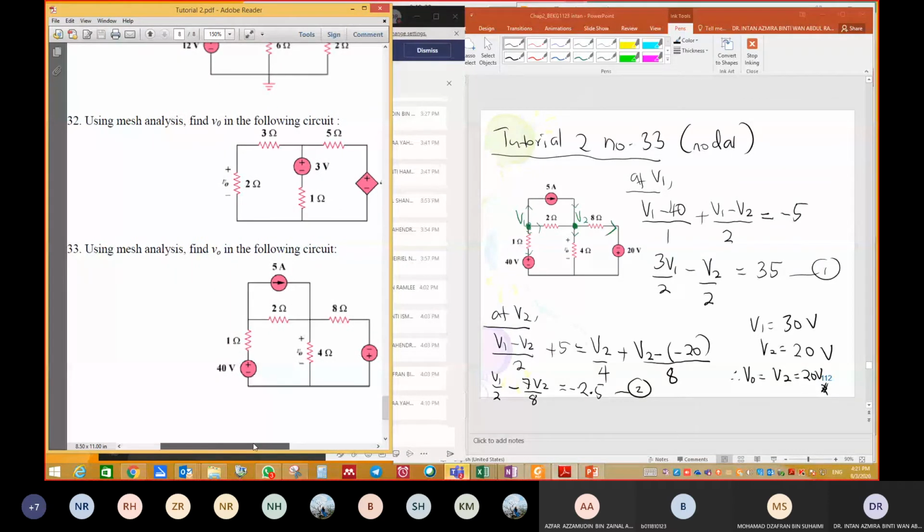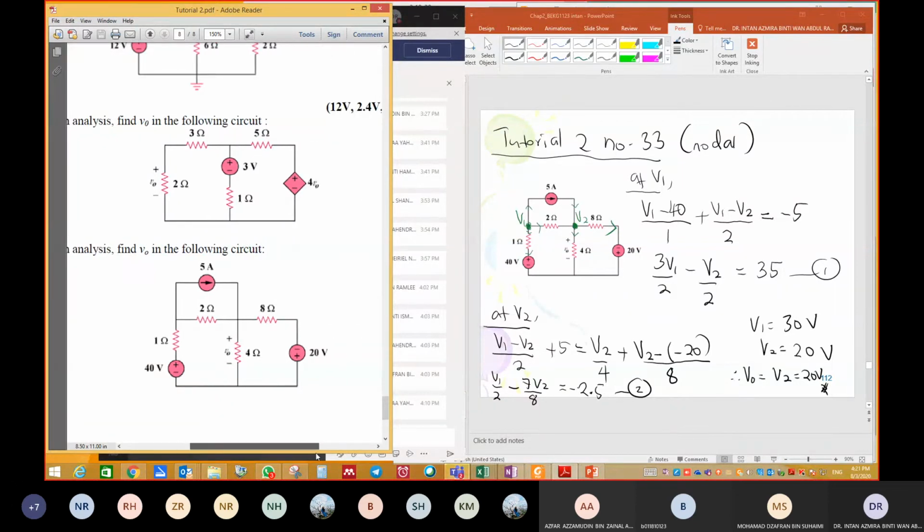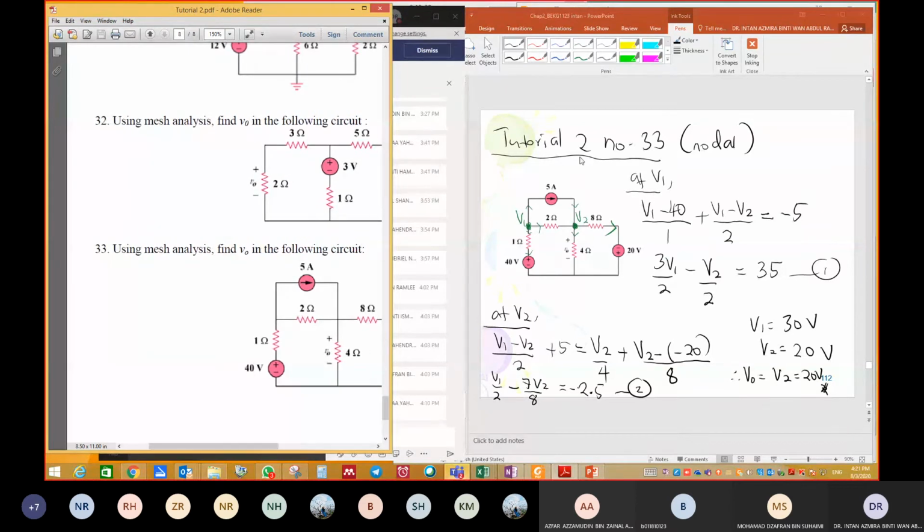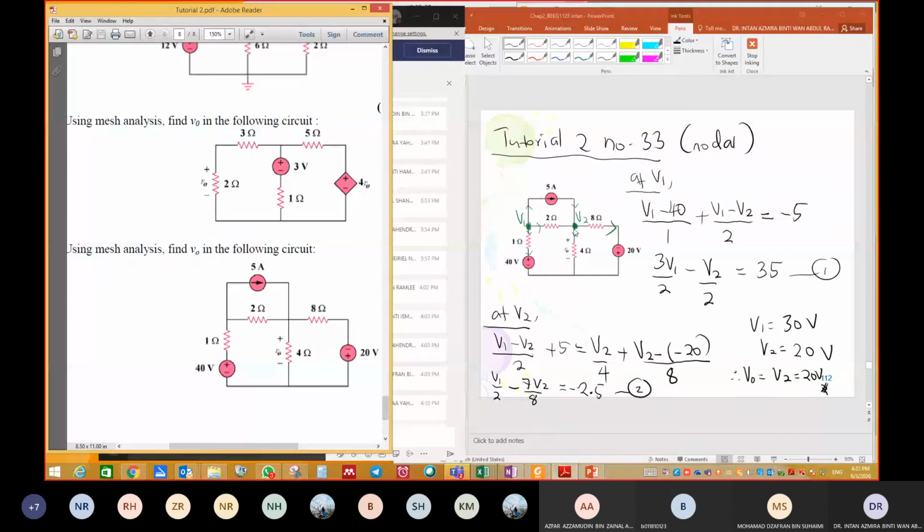Okay, number 33. The question asks you to find V naught using mesh analysis. If the question states the method, you must use that method. Otherwise, no marks. Okay. So now let's use nodal to find V naught in this question. In this question, V naught is equal to our V2. You may name this node as V2 or as V naught as well.